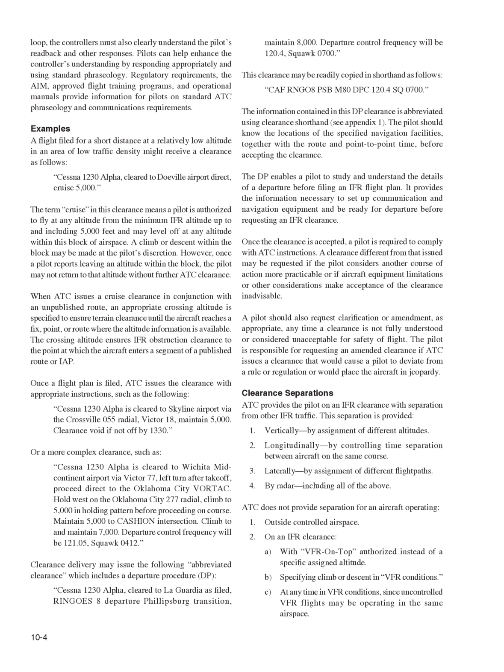ATC does not provide separation for an aircraft operating: 1. Outside controlled airspace. 2. On an IFR clearance, A, with VFR on top authorized instead of a specific assigned altitude; B, specifying climb or descent in VFR conditions; C, at any time in VFR conditions, since uncontrolled VFR flights may be operating in the same airspace.